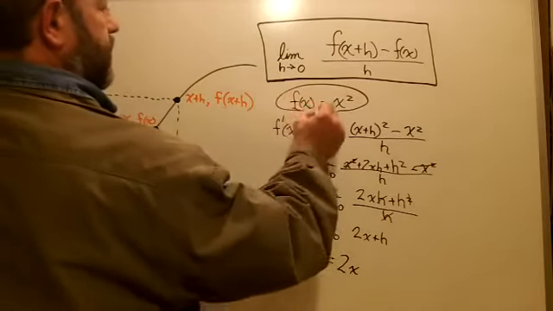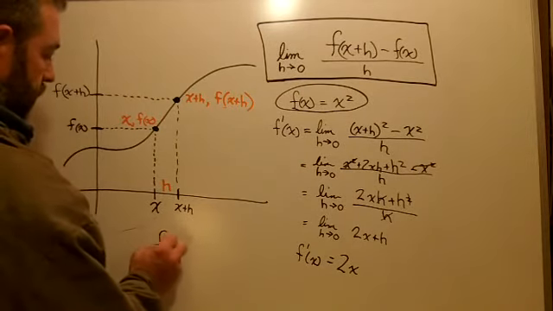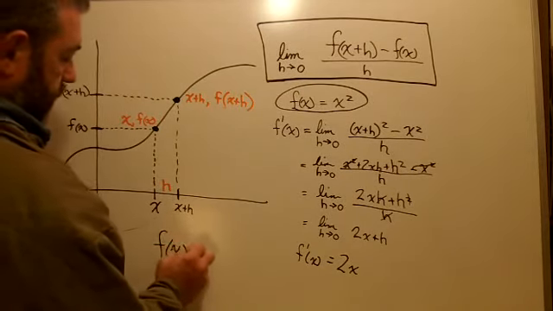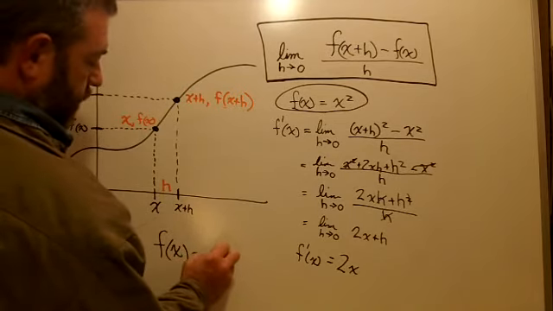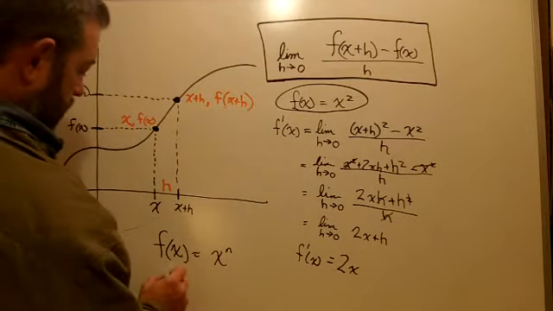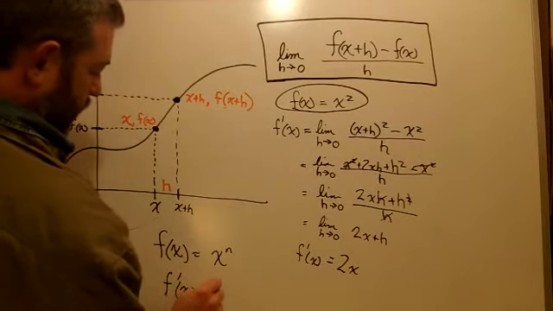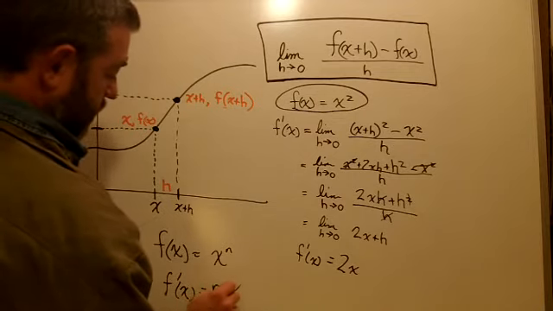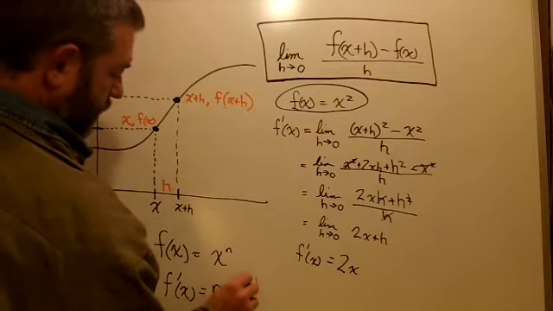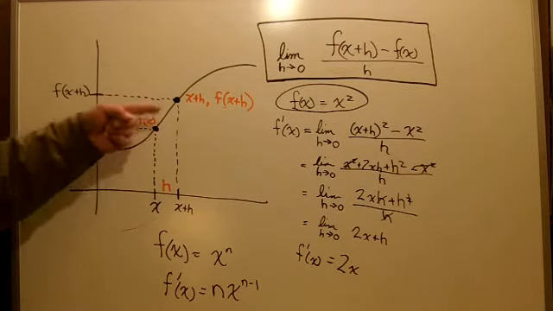Now we started out with this x squared, and basically in general, if f of x equals x to the n, and n is a positive integer, then f prime of x is equal to n times x raised to the n minus 1. There's the basic definition of a derivative, and just a simple matter of rise over run.